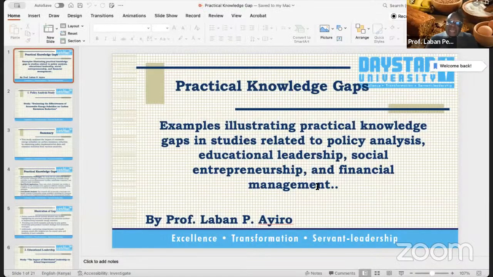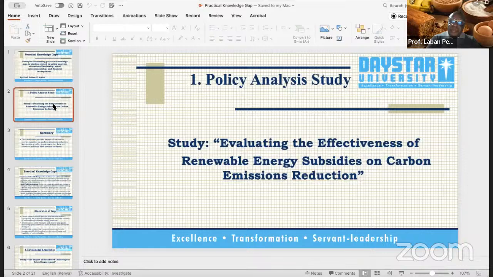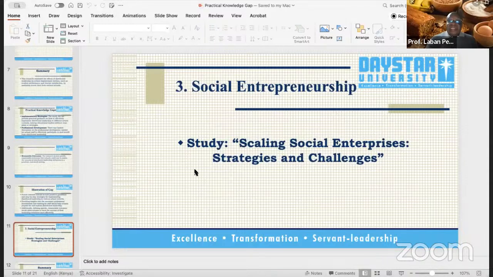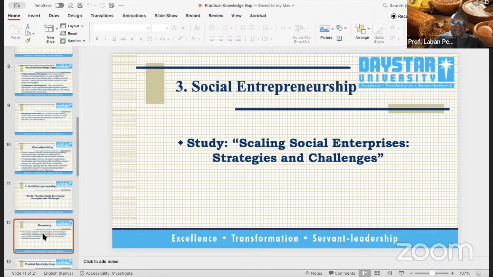I don't know whether you should go to financial management, but we can go to practical knowledge gap. We can go to social entrepreneurship, just to illustrate because of time. So if I go to social entrepreneurship, let's leave education. Scaling social enterprises, strategies and challenges. This is practical. Just by looking at the topic, Othello, scaling. So you are moving from pilot to scaling. So this is a practical knowledge gap. And we can see the summary.